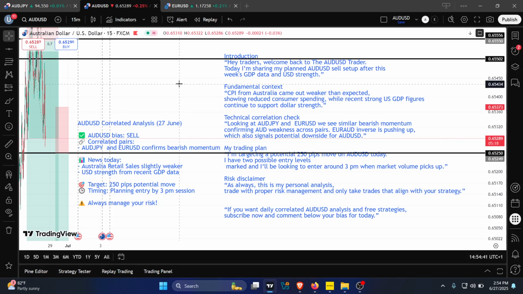Secondly, my risk disclaimer. As always, this is my personal analysis. Trade with proper risk management and only take trades that align with your strategy. This is my strategy and I'm giving it out for free, but always consider your risk appetite. I have my risk strategy. I don't overtrade. This is something I'll be covering in depth in future videos.